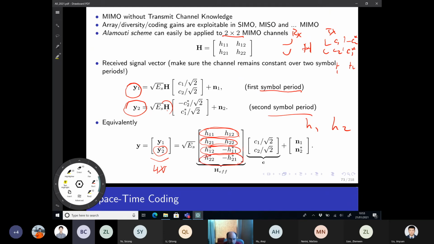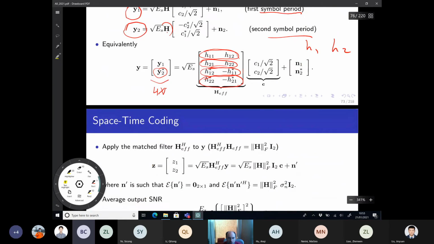So I encourage you to write this at home. You take the complex conjugate of Y2, so you're going to have some complex conjugates here. You can reshuffle the terms, and you can write this into this matrix form. Now, what is the magic here again is that, similar to what we had before, if you take this effective channel matrix and multiply it by its Hermitian, you end up with a scaled identity matrix. It's an identity matrix multiplied by the Frobenius norm of H.